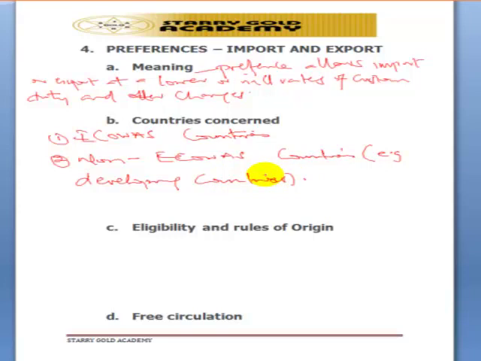Preferences, as explained earlier on, can be in terms of the country concerned, that is when you belong to the same economic bloc, e.g. ECOWAS countries. It can be in terms of the origin, the rules of origin, that is where the goods are coming from. Preference can be in terms of free circulation, warehousing, documentation, re-exporting, and transportation rules. So we are going to look at all these things one by one.